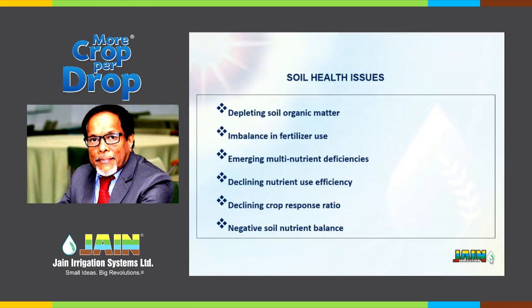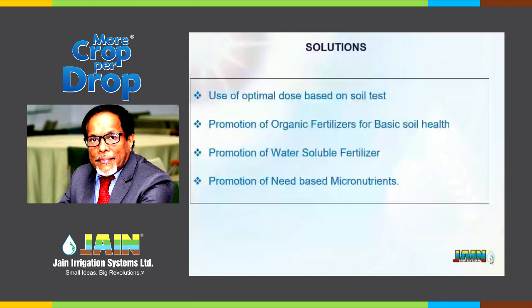This is something people with an agriculture background and sense, and even the administrators who are trying to develop Indian agriculture to be more precise, with higher productivity, higher incomes and all that, have to really think about and find solutions. From my side, I give one: use the optimal dose based on soil test.